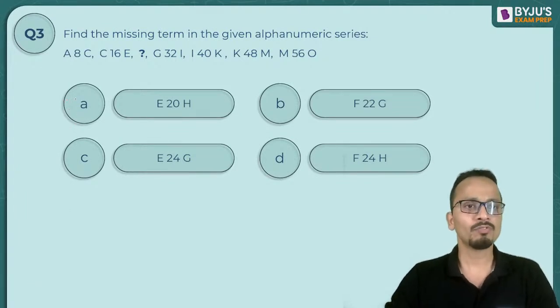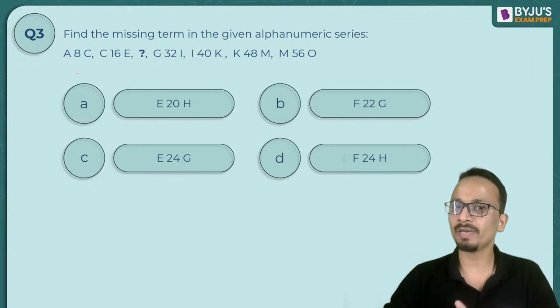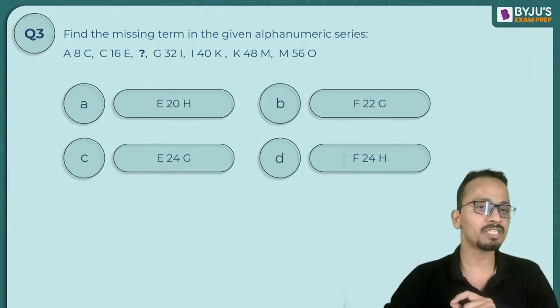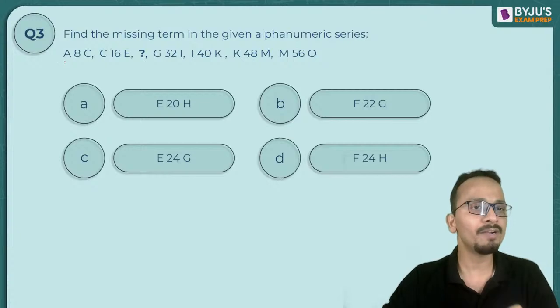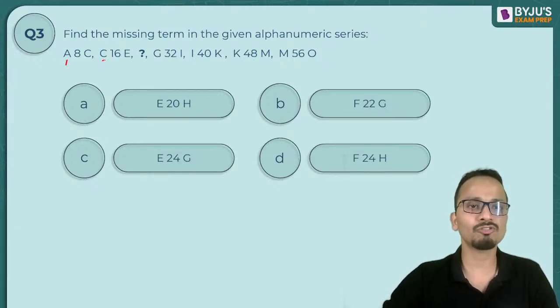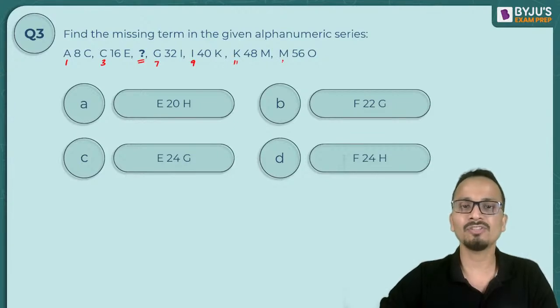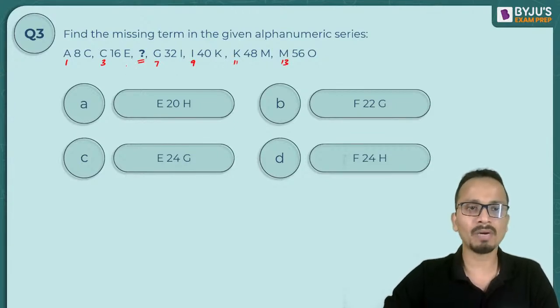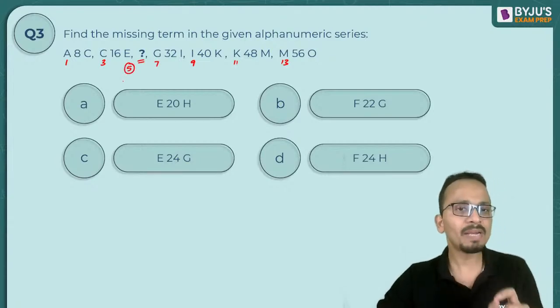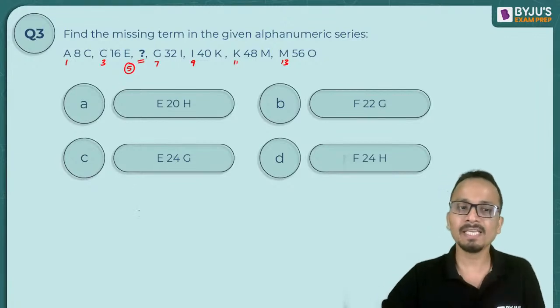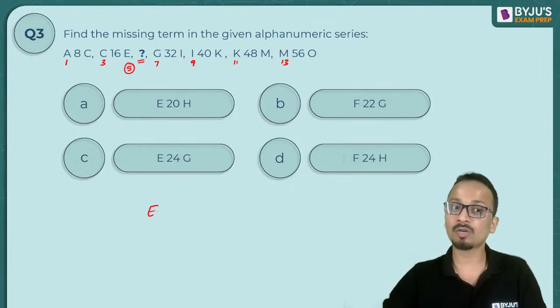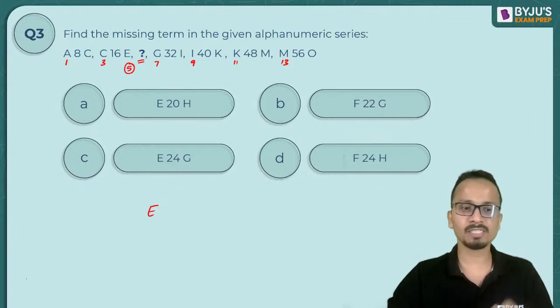Now for this series of alphanumeric terms, I'll write the number equivalent for the alphabets. So A is 1, C is 3, then there is a question mark, and G is 7, 9, 11, and 13. So at the place of the question mark, the number that will fit will be 5. So the alphabet equivalent for 5 is E. So my answer should start with E. All right, this is the first part.